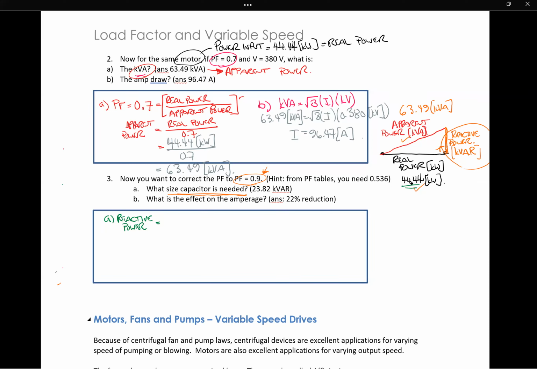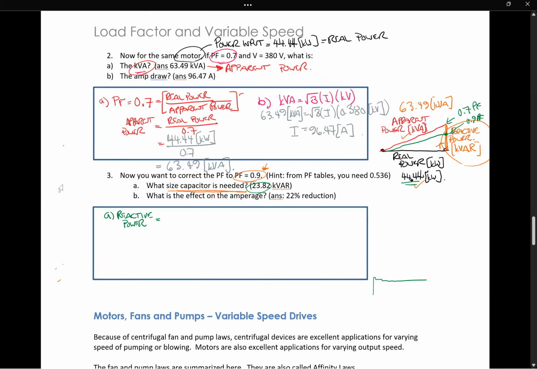Right, that it's going to be a trigonometric relationship. What size capacitor is needed for this one? Well, this actually is not going to ask for this whole reactive power here. This is asking for the difference between these. If we're looking at the difference between a 0.7 power factor and a 0.9 power factor, then we can redraw our triangle.